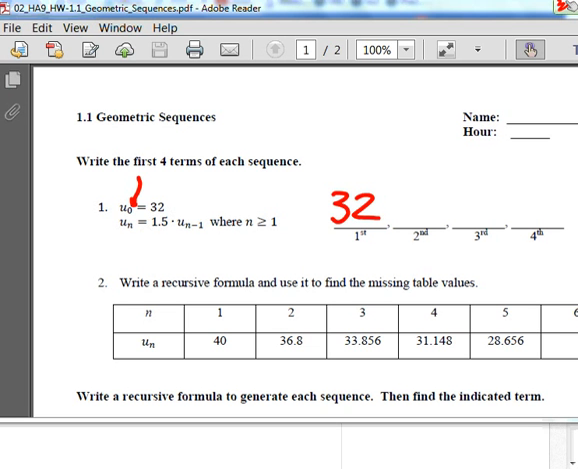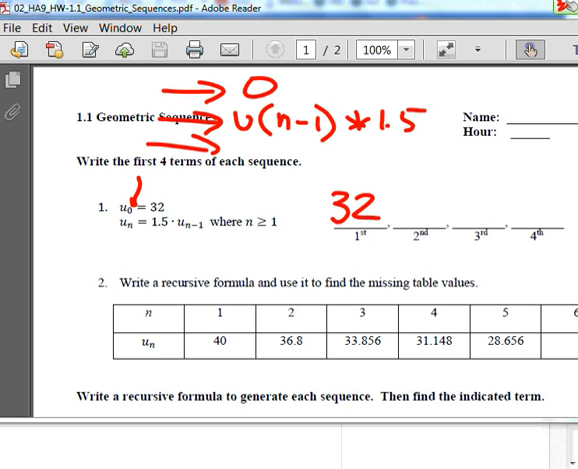Notice they have a 0 here. So your first line of the calculator, you put a 0. The second line of your calculator is always the u sub n minus 1 thing, and this is times 1.5. And the third line of your calculator is always, what is your starting term? 32. That's this number. Third line is always that. Okay, so that's how you get that in your calculator.